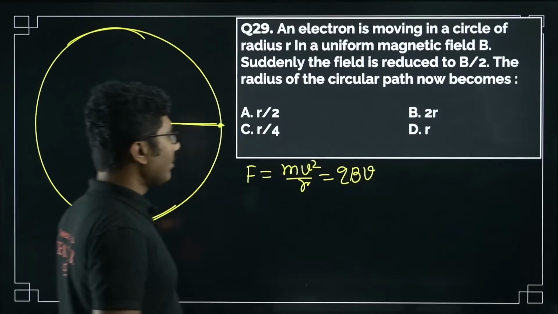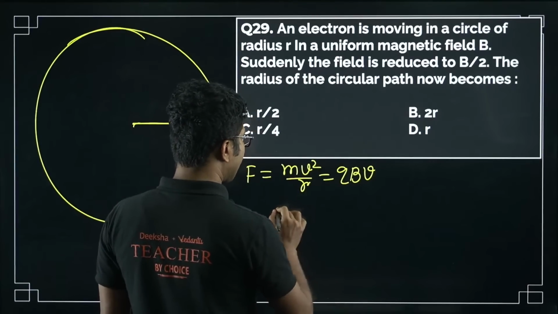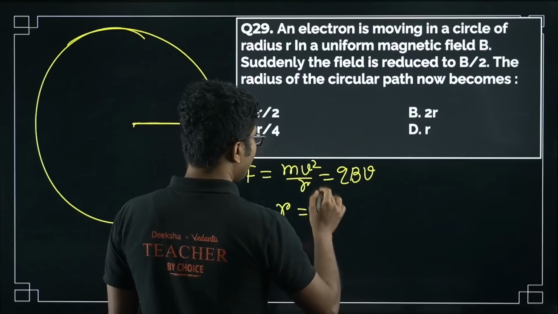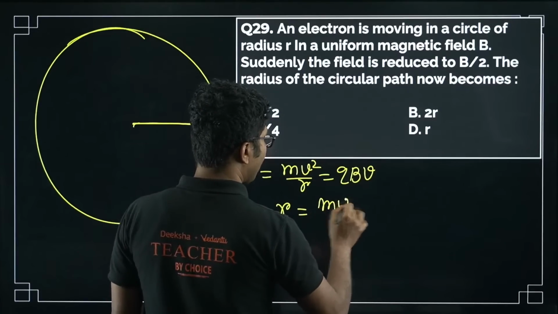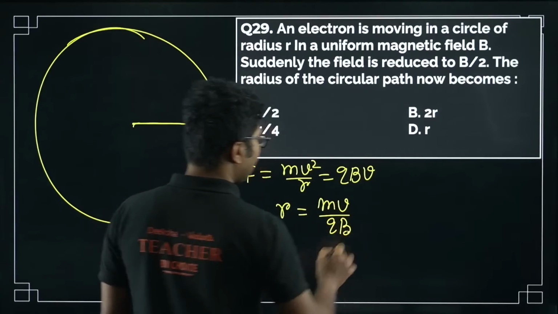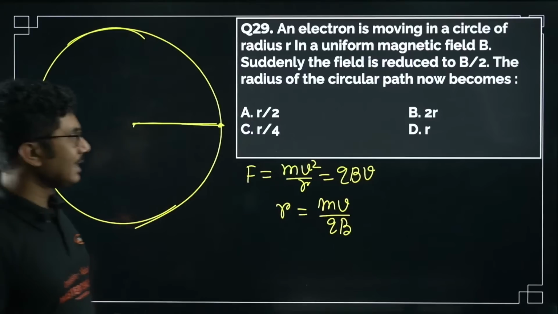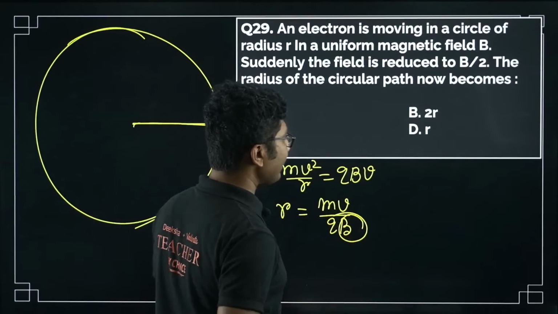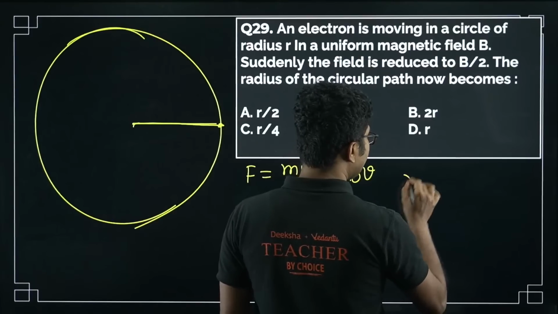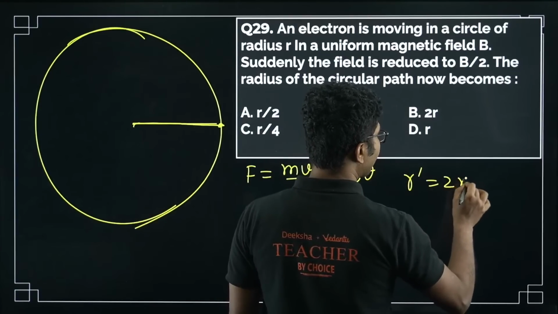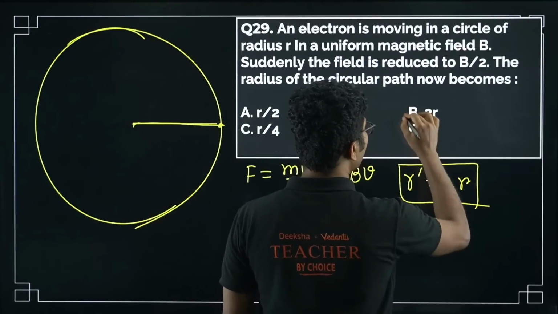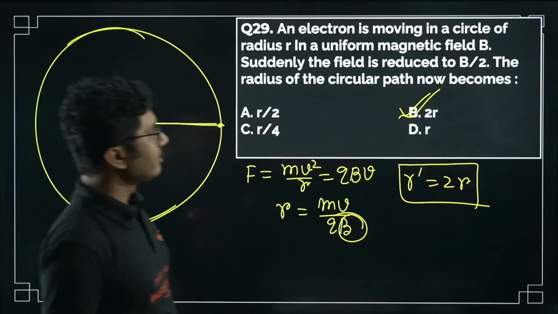Okay, now from there you can calculate that r equals mv by qB. This is the formula for radius. Now if you decrease the magnetic field by 2, the new radius will definitely be twice the old radius, so the radius will be 2 times the old value. So this is option B.